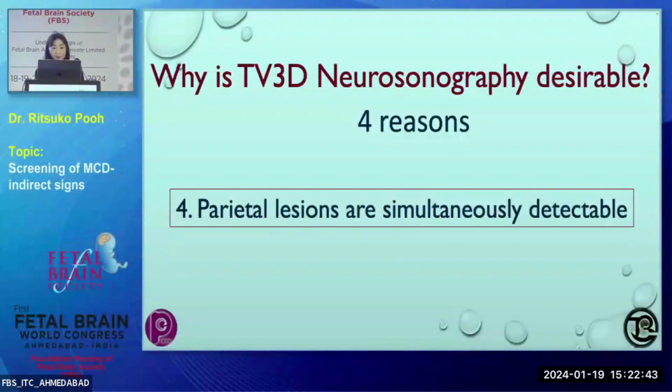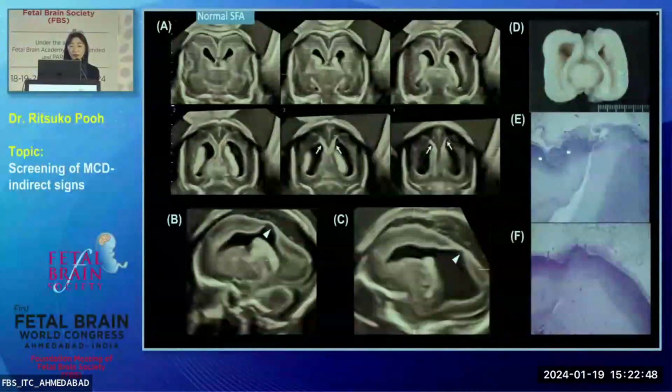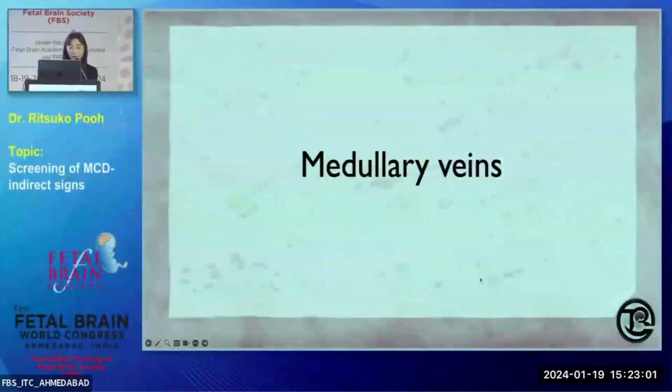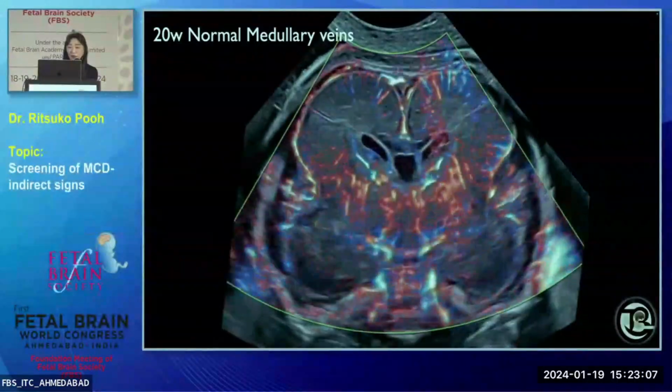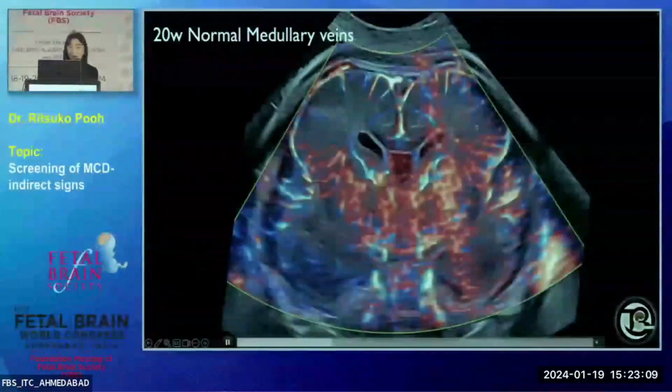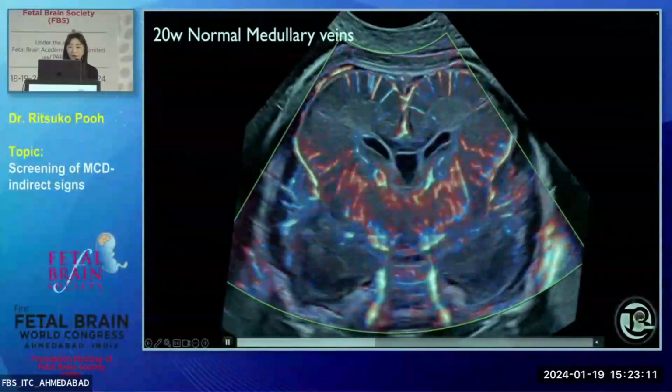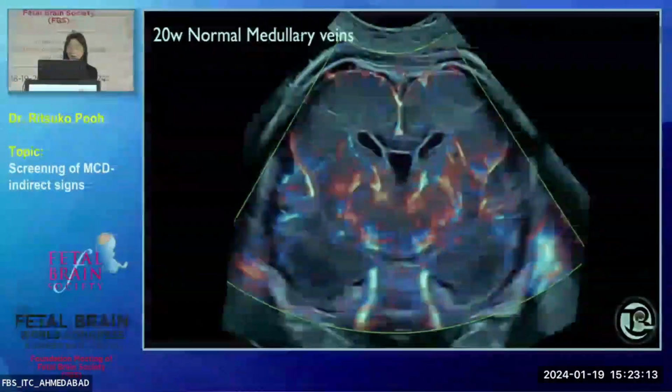Now, the parietal regions are simultaneously observed like this. If you are looking at 3D transvaginal sonography, you can see it in the sagittal section also. Now, the next one is the medullary veins. Here you can see the medullary veins, and here the medullary veins at 20 weeks of gestation.